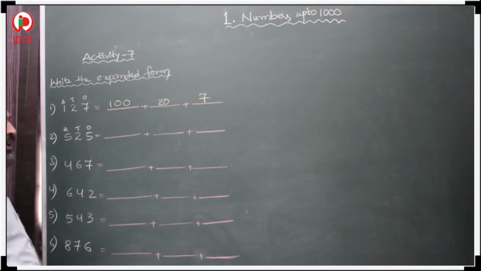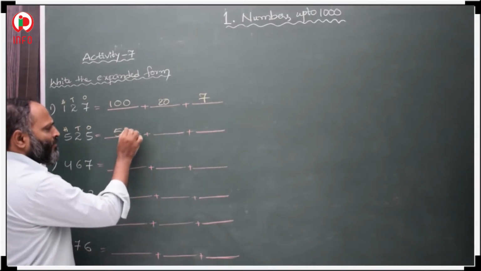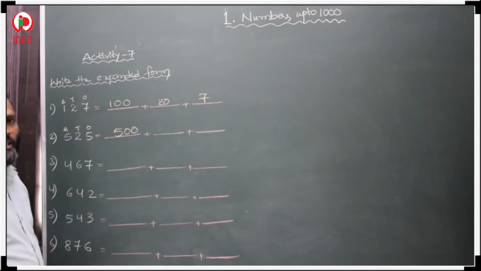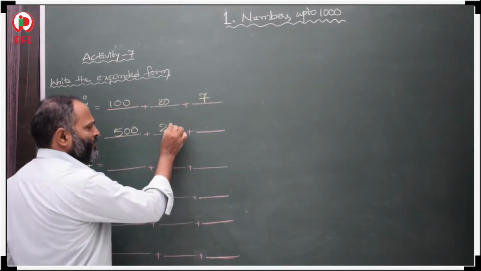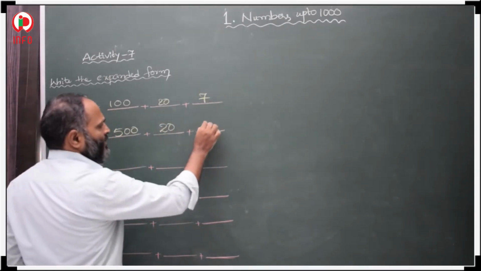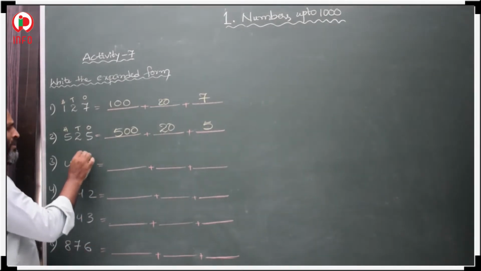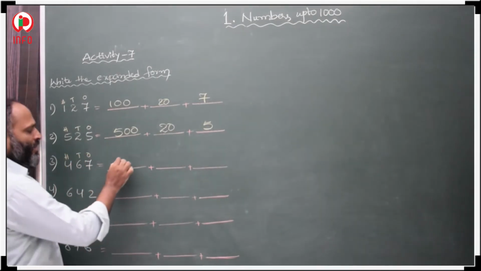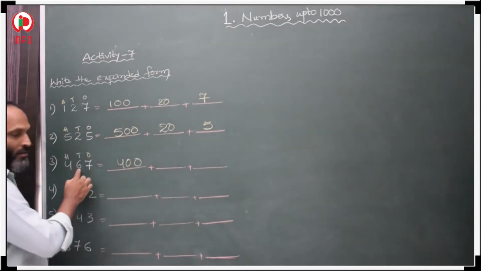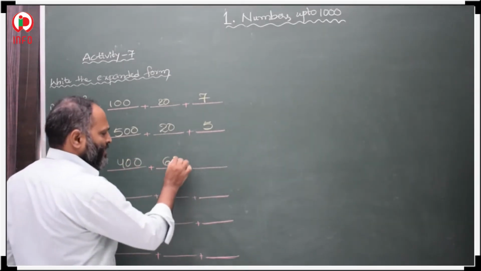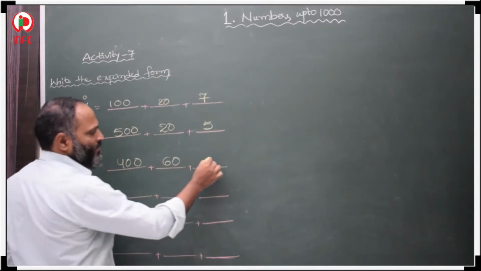Here ones, tens, hundreds. 5 is in hundreds place, that is 500. 2 is in tens place, 20. 5 is in ones place, 5. Ones, tens, hundreds. 4 is in hundreds place, 400. 6 is in tens place, 60. And 7 is ones place, 7.